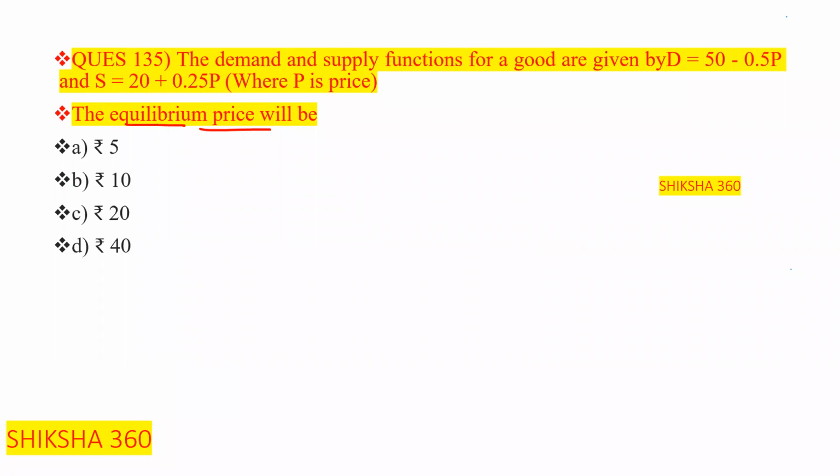The demand curve they have given is quantity demanded equals 50 minus 0.5p. Quantity supplied here is 20 plus 0.25p. These are curves, not a fixed formula, and they may vary from curve to curve.